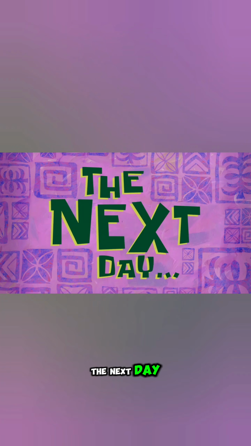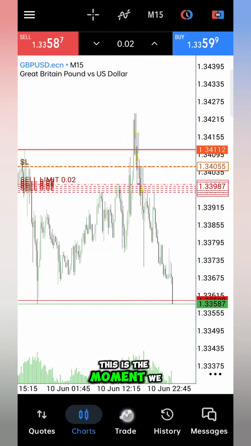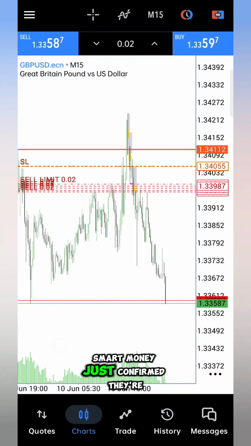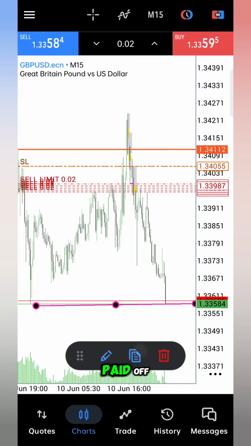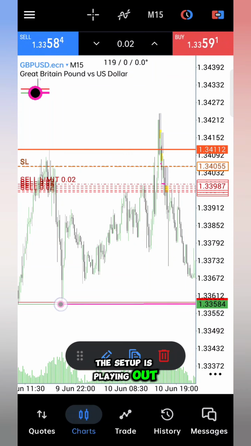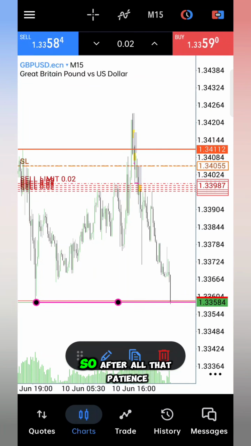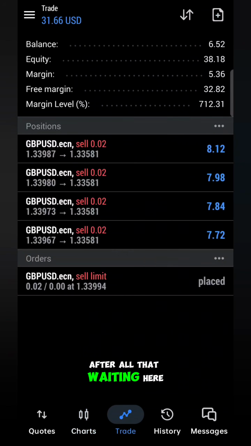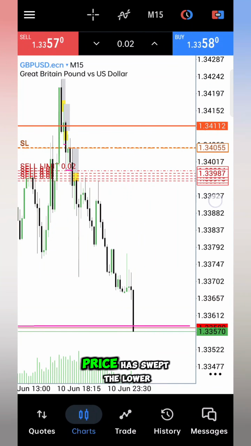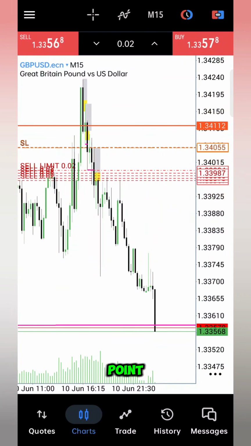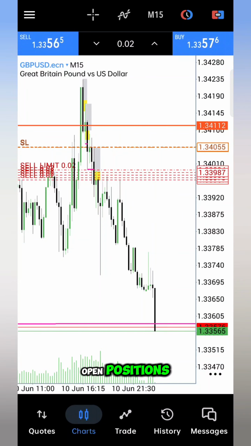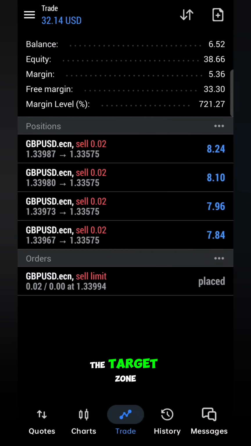The next day. This is the moment we were waiting for. Smart money just confirmed they're active in the market, moving through our zone. Patience paid off. The setup is playing out exactly as planned. So after all that patience, after all that waiting, here it is. Price has swept the lower time frame sell-side liquidity. So at this point, I'm closing all of my open positions and securing my profits at the target zone.